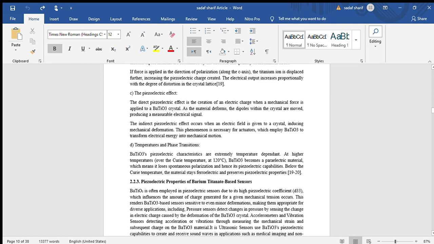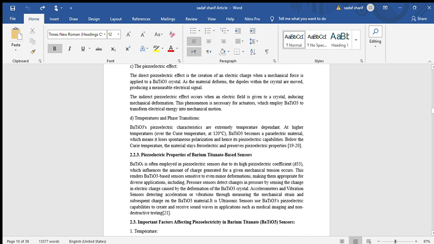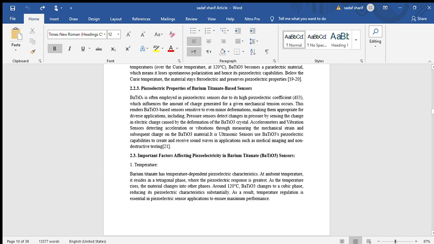The direct piezoelectric effect is the creation of electric charge when mechanical forces are applied to barium titanate crystals. As the material deforms, the dipoles within the crystal are moved, producing a measurable electric signal. And the indirect piezoelectric effect occurs when an electric field is given to the crystal, inducing mechanical deformation. This phenomenon is necessary for actuators, which employ barium titanate to transform electrical energy into mechanical motion. Then what are the piezoelectric properties in barium titanate based sensors?